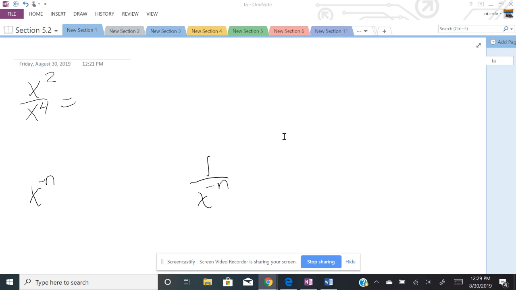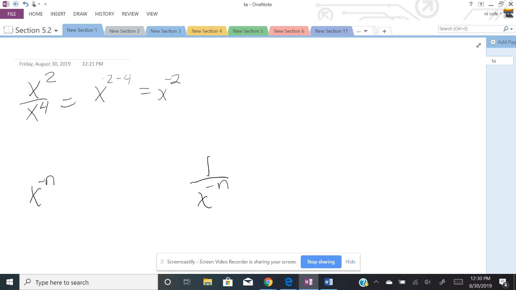All right, guys, this is the lesson for 5.2 with more exponent rules. If we look at the example x squared over x to the fourth, you would use your quotient rule, right? So you would have x to the 2 minus 4 equals x to the negative 2.